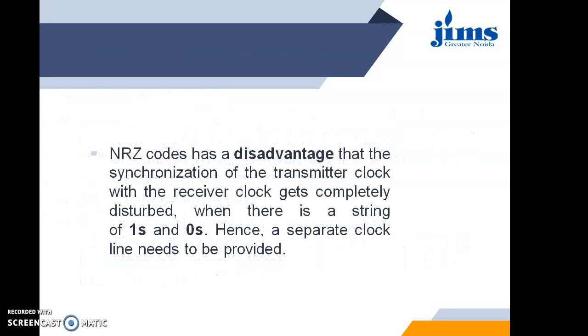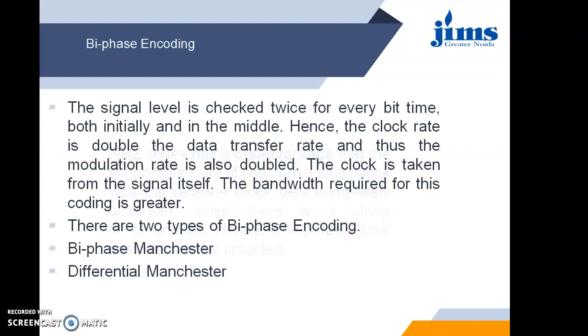NRZ codes have a disadvantage that the synchronization of the transmitter clock with the receiver clock gets completely disturbed when there is a string of ones and zeros. Hence, a separate clock line needs to be provided. So, a clock line is always required in case of NRZ codes.